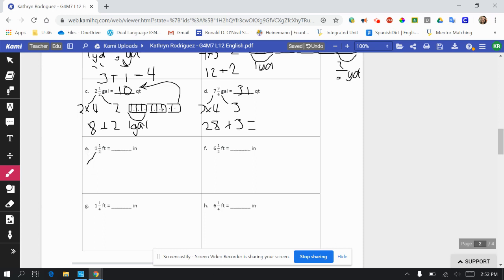All right, 1 foot equals how many inches? That would be 12 inches. And then half of a foot would be 6 inches. Add those together, you should have 18 inches.